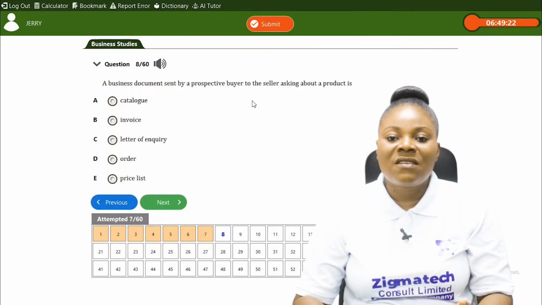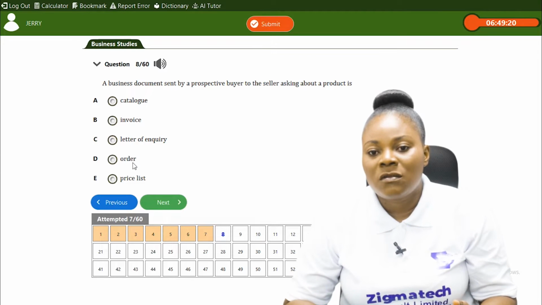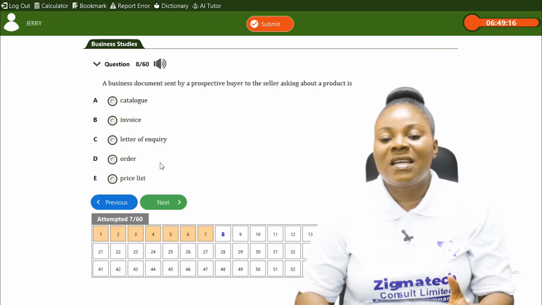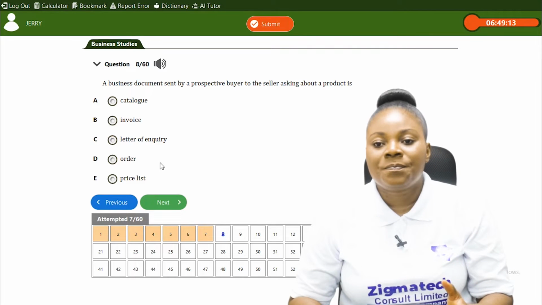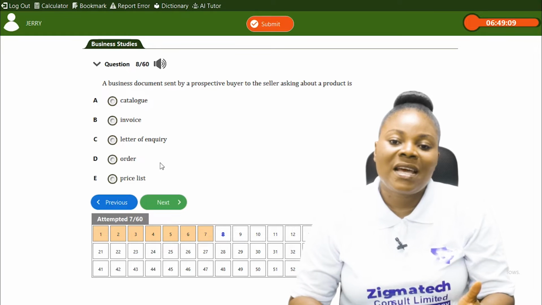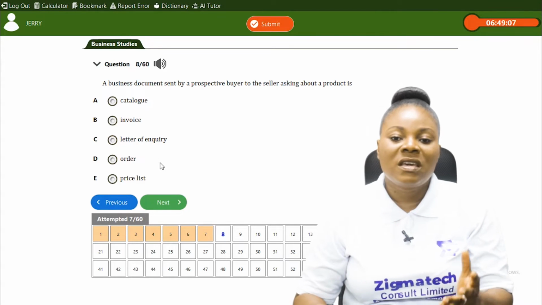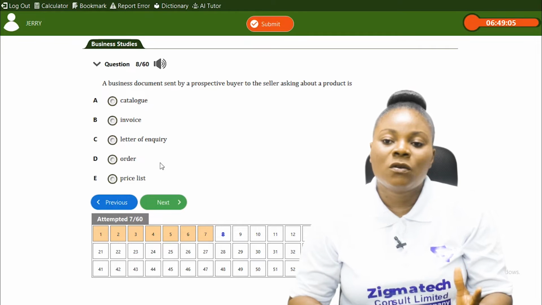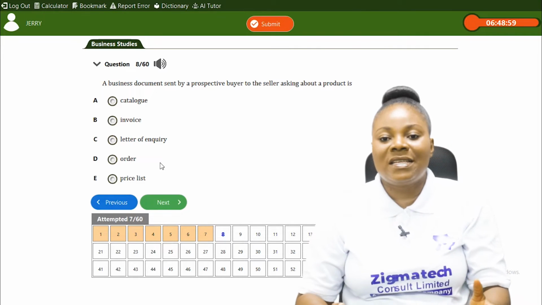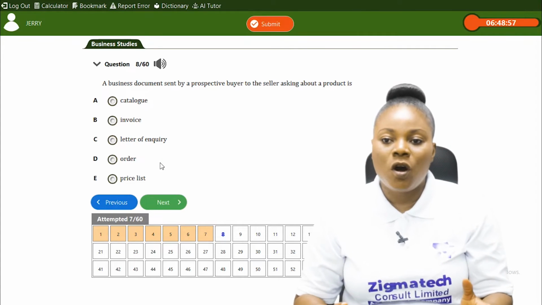We have option D, which is the order form, or the purchase order. It is that document that is also prepared by a buyer now to the seller demanding goods, giving details of the goods he or she needs, the amount, where the goods should be delivered to, and every information that the seller needs for the delivery of the goods.